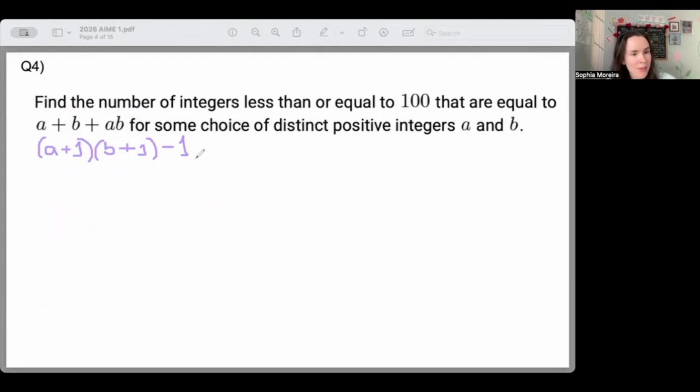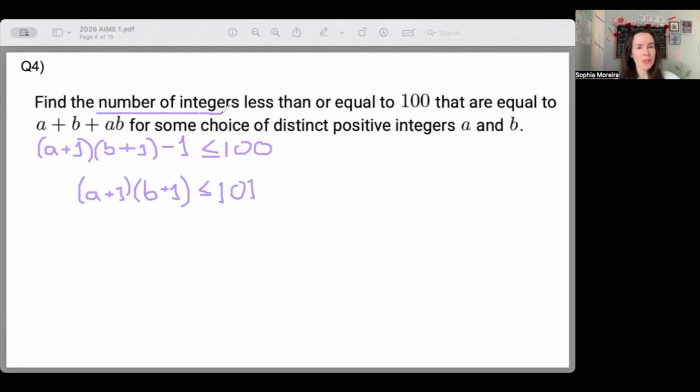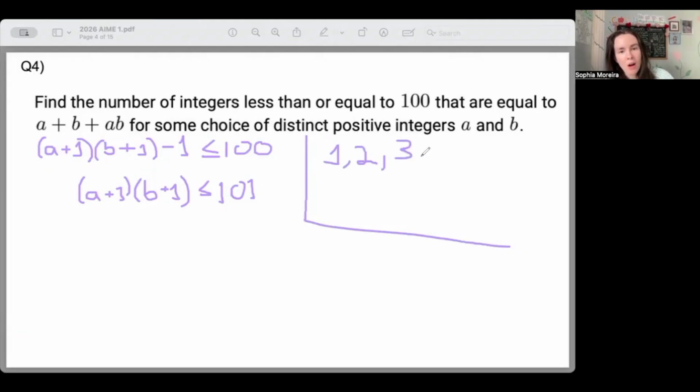Now, once we're here, we want this expression to be less than or equal to 100. Just to make life easier, let's add 1 to both sides. So we get (a plus 1) times (b plus 1), and that must be less than or equal to 101. Ultimately, we are looking for the number of positive integers that we can acquire with this expression. So the question is, how many numbers in the list 1, 2, 3, all the way up to 101, can we get using this expression?